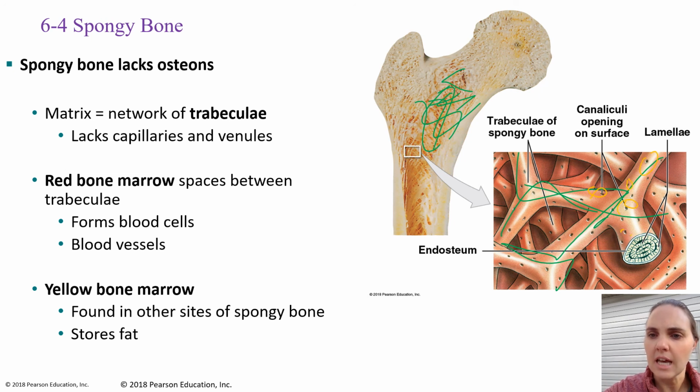So we've got little canaliculi, little channels through the spongy bone, and here are our little osteocytes lying here. Their little extensions are going to extend out to the edge of the trabeculae and be able to communicate with that red bone marrow and get their nutrients that way, and also get rid of their wastes. The framework of the trabeculae protects the cells of the marrow. Yellow bone marrow is also found in other sites of the spongy bone, and it's responsible for storing fat.